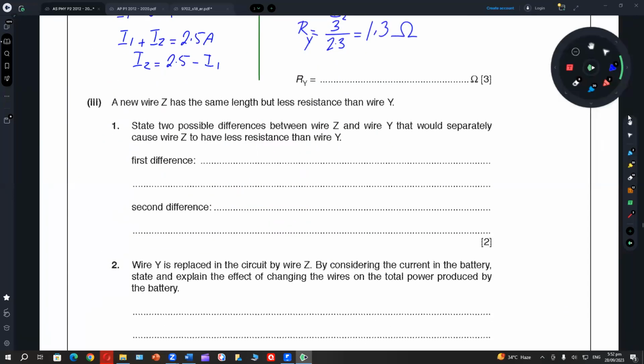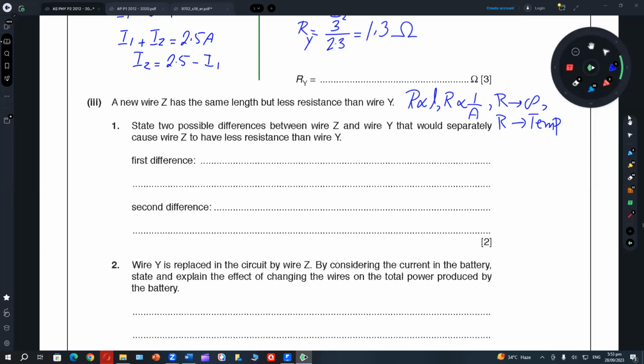A new wire Z has the same length but less resistance than wire Y. State 2 possible differences between wire Z and wire Y that would separately cause wire Z to have less resistance than wire Y. What are the factors which control resistance? Resistance is proportional to length, inversely proportional to area, and depends upon resistivity. So these are the factors of resistance.